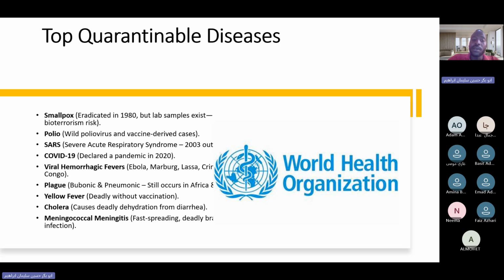Additionally, the plague, as I mentioned, has many types. I think two or three types, like bubonic and pneumonic. Bubonic is sometimes called the Black Death, which killed many people. It is also considered a quarantinable disease. Yellow fever, without vaccination, is also a requirement for the passenger, as is cholera. If you move from an area, you also have to have proof. Meningococcal meningitis is also considered a quarantinable disease. These are the top quarantinable diseases here.